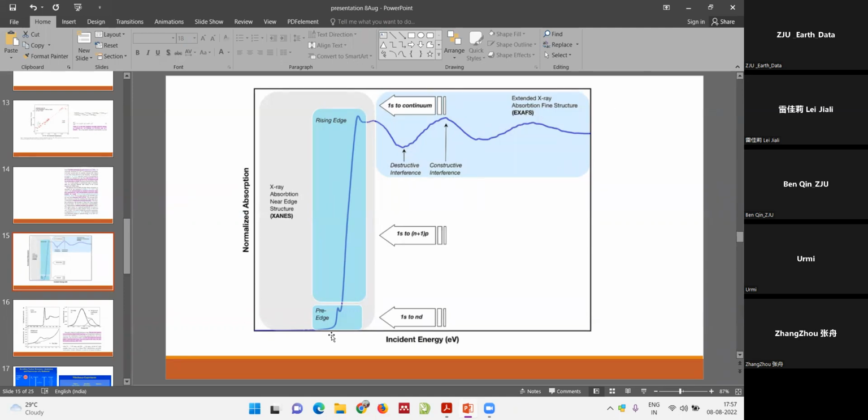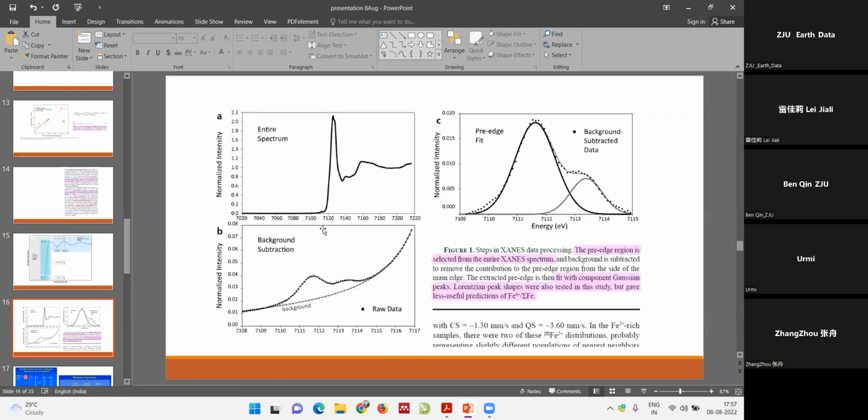So for this particular Fe3+/Fe2+ measurement, only this XANES portion of the curve is essential, and mostly the calculation is done on this particular part, that is the pre-edge curve. So here, if we see, this is the entire spectrum and this is the pre-edge part.